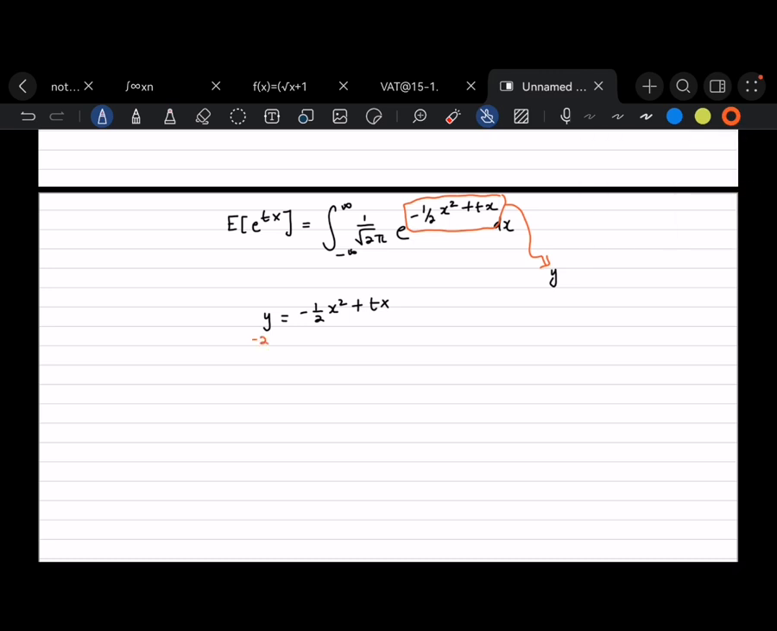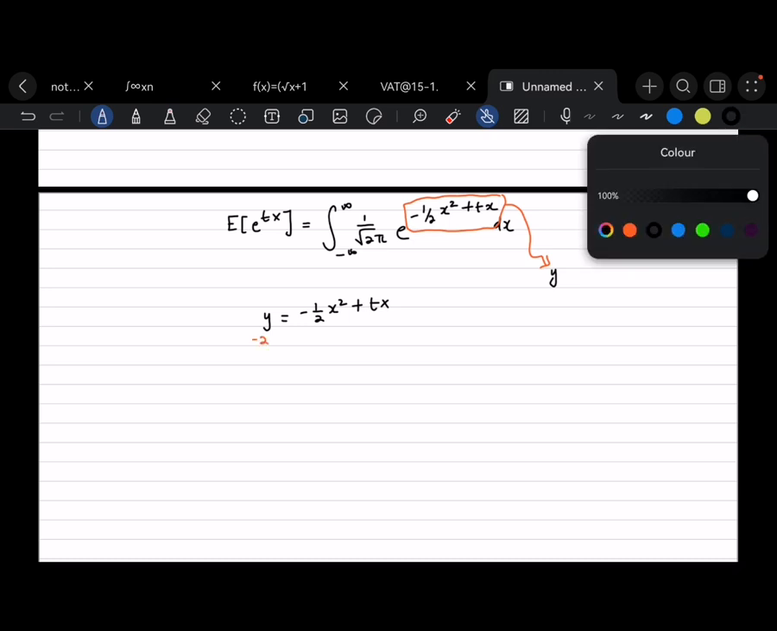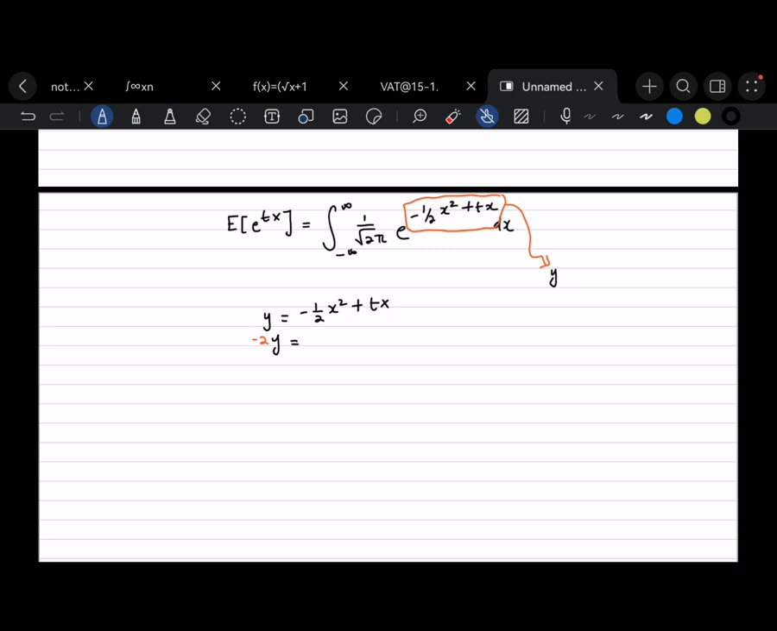So you're just gonna multiply by negative 2 on both sides. So you're gonna have negative 2y. Then you multiply by negative 2: negative 2 and this negative half is gonna remove this negative half. It's gonna be positive 1. So now you're left with x squared. But just remember the minus 2 will multiply all of the terms on the right hand side. It's gonna be minus 2tx.